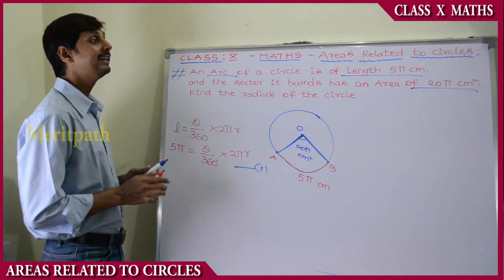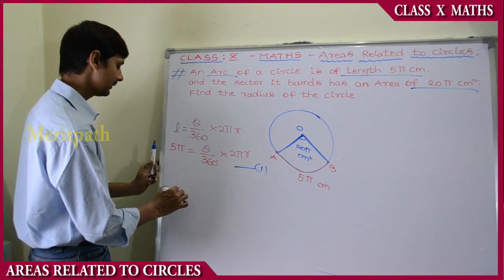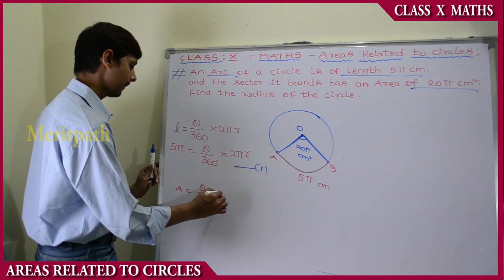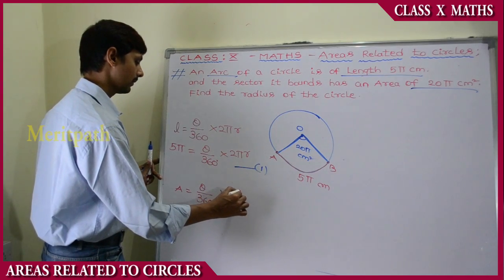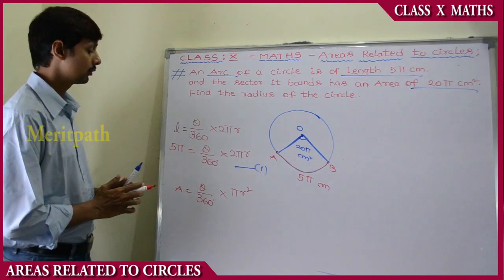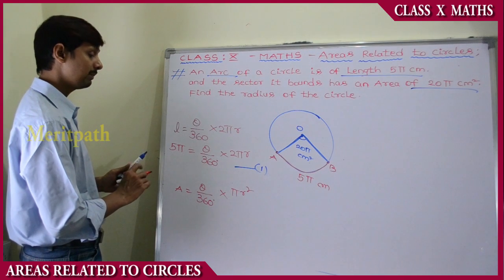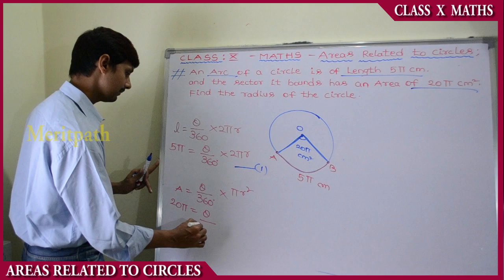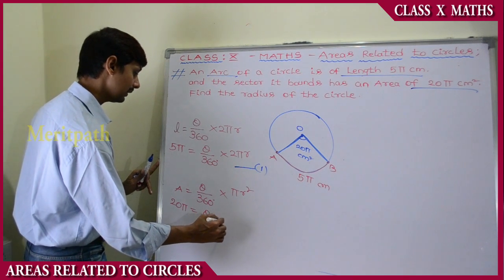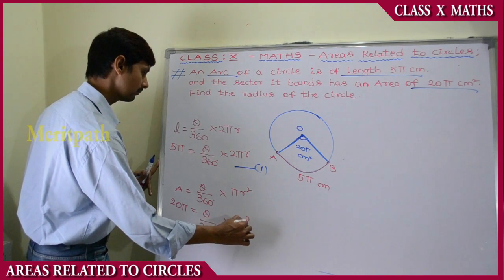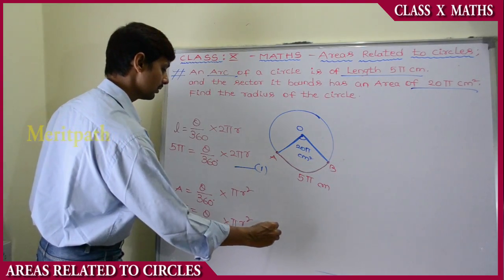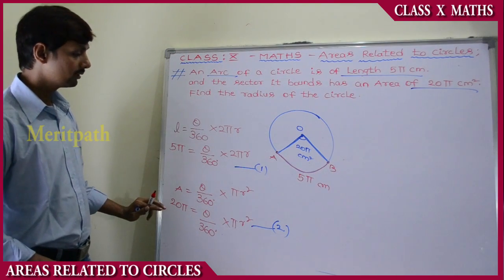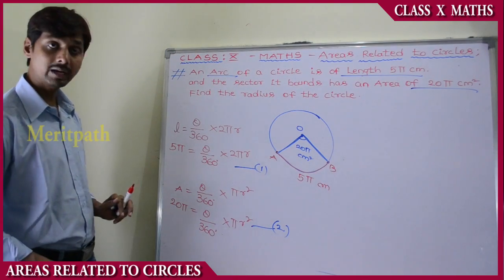The next one is the area, which is equal to theta by 360 into pi r square. Here the area is given as 20 pi, so 20 pi equals theta by 360 into pi r square. This is equation 2. To find r, let's divide equation 2 by equation 1.